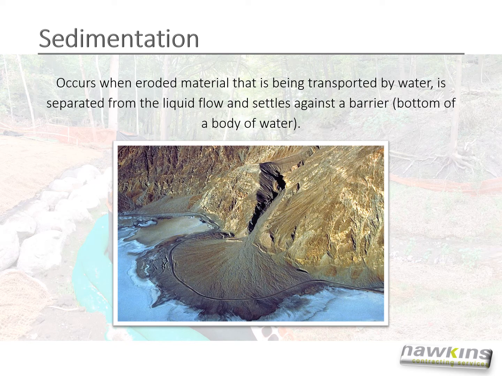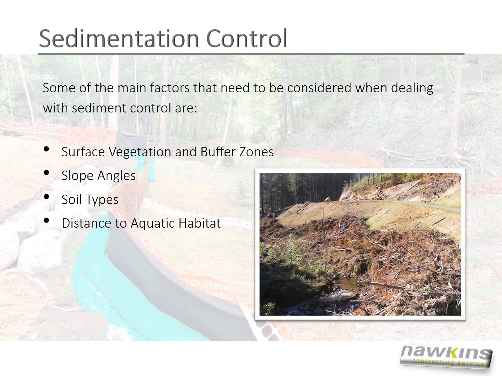Sedimentation. Sedimentation occurs when eroded material that is being transported by water is separated from the liquid flow and settled against a barrier, for example, the bottom of the body of water. Some of the main factors that need to be considered when dealing with sediment control are surface vegetation and buffer zones, slope angles, soil types, and distance to aquatic habitats.